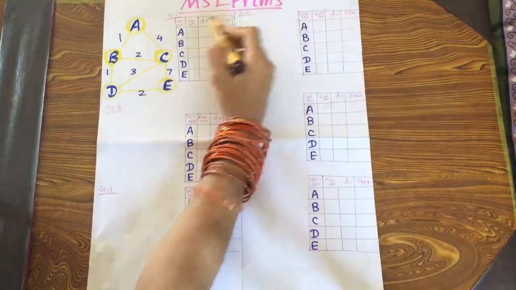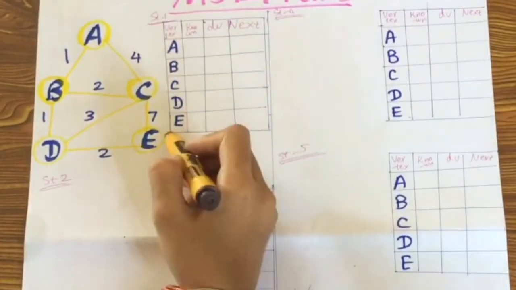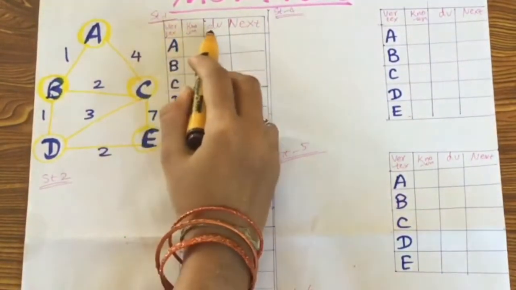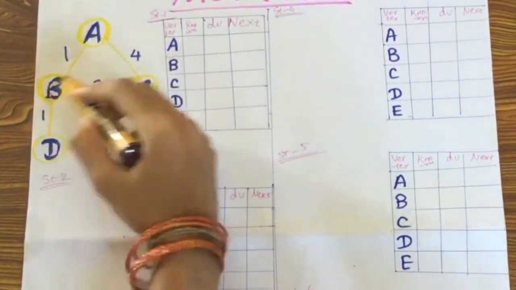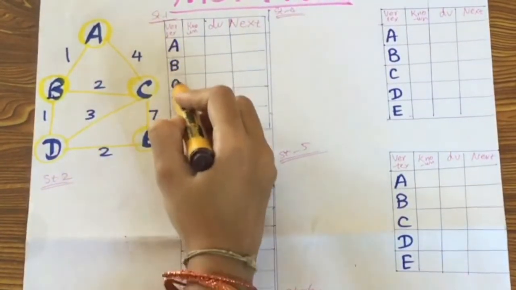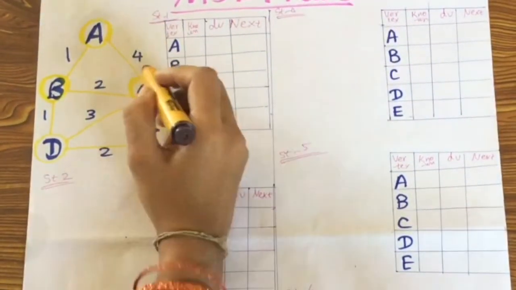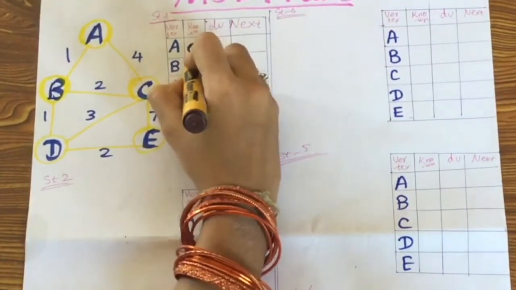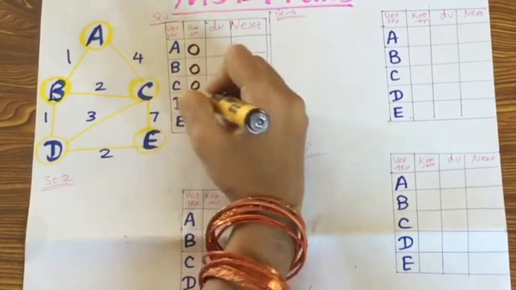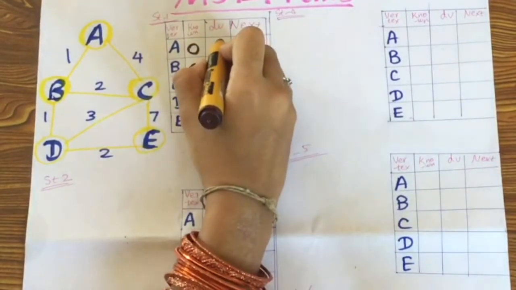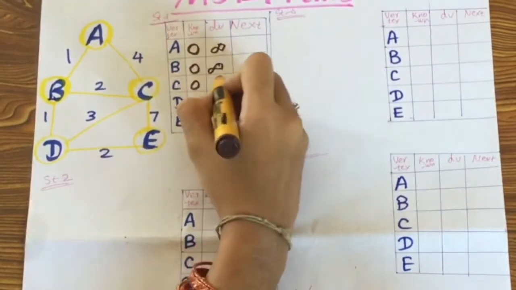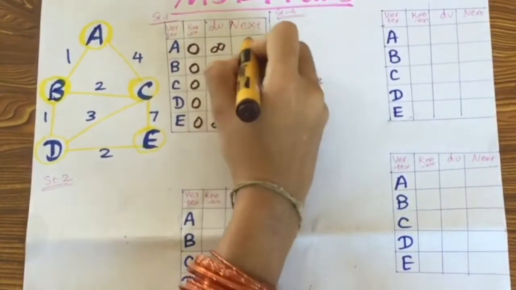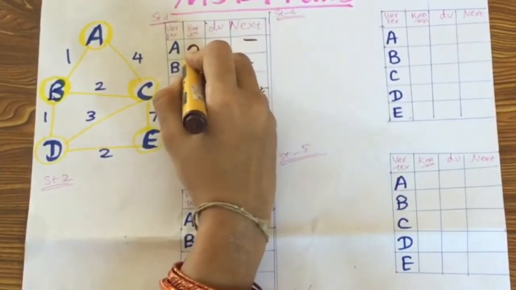Prim's algorithm. Initially, you have to construct a table with 4 columns for the given graph. The column headers are vertex, node, DV and next. So vertex means you have to list all the vertices given in the graph. Node means initially it will be 0 and if you are visiting at any step, you have to mark it as 1. So initially it is 0 since we are not visiting anything. DV is the distance. Initially we don't know the distance value, so we are marking infinity, and next node also we don't know, so we are marking it as dash.